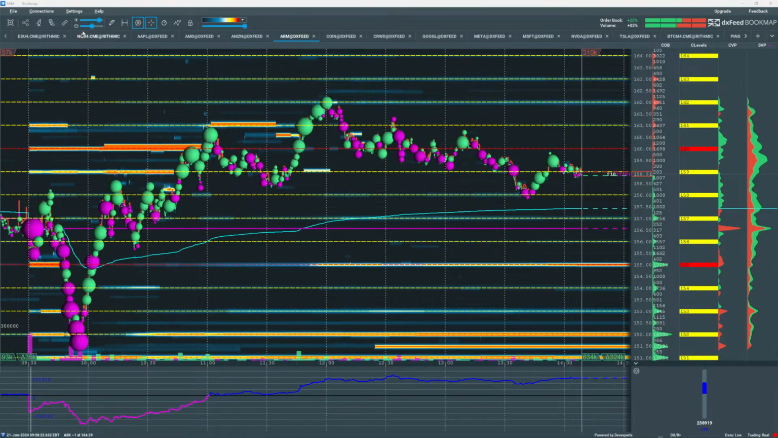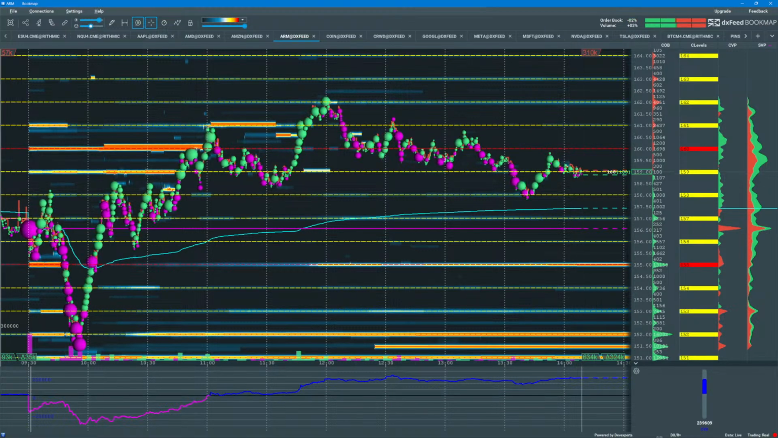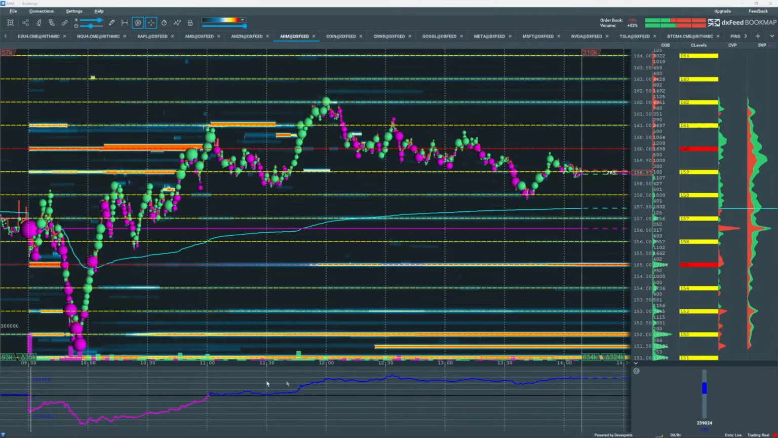Actually, let me tone down the volume dots just a little bit. Sharp V reversal just before 10 a.m. Aggressive sellers on the way down. They're exhausted. Aggressive buyers start to come in as traders start to buy calls and sell puts. Price grinds higher.